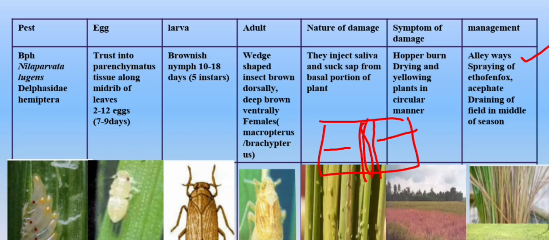So in the middle of the season, once you need to completely remove the water from the rice crop, and again afterwards you need to fill it. So this draining also will reduce the population of this BPH.